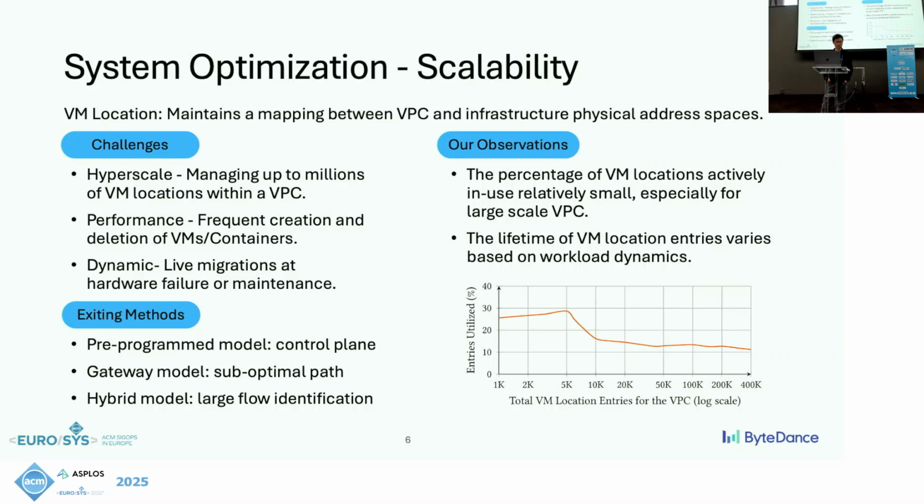And performance is another part. Especially for this kind of Kubernetes workload, or fast workload, there is frequent creation and deletion of VMs and containers. Also, the VM location is dynamic. It means that when you create a VM, this VM might be migrated to some other servers later, because of hardware failure or some other maintenance requirements.